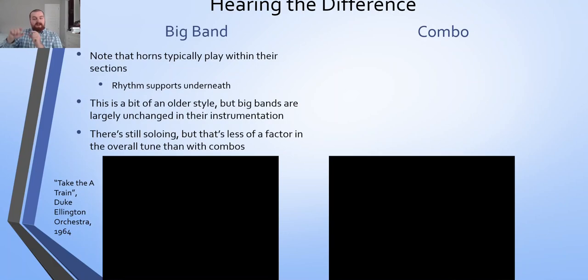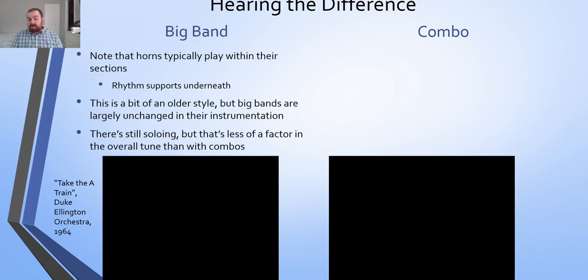Now the rhythm section supports underneath. So if you have piano, guitar, drums, bass, they're all continuing the pushing the music forward, but underneath what the horns are doing. And if there's a soloist, the soloist is rising above all of that.